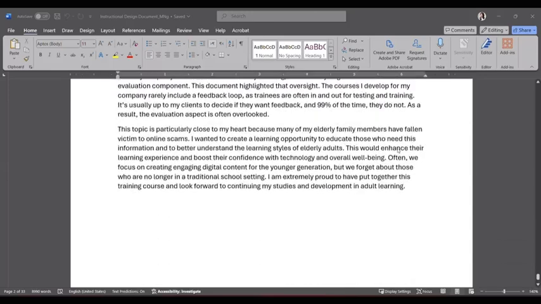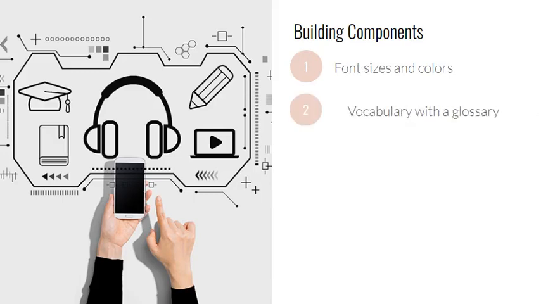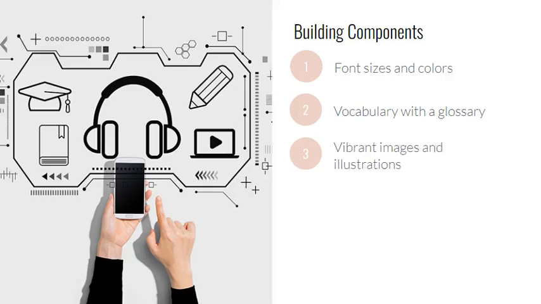For the design of my e-learning course, I gathered valuable insights on senior adults' preferences through the interview process detailed in the design document. The key components I ensure to include are appropriate font sizes and colors, carefully chosen vocabulary with a glossary, vibrant images and illustrations, and large, easy-to-navigate buttons.